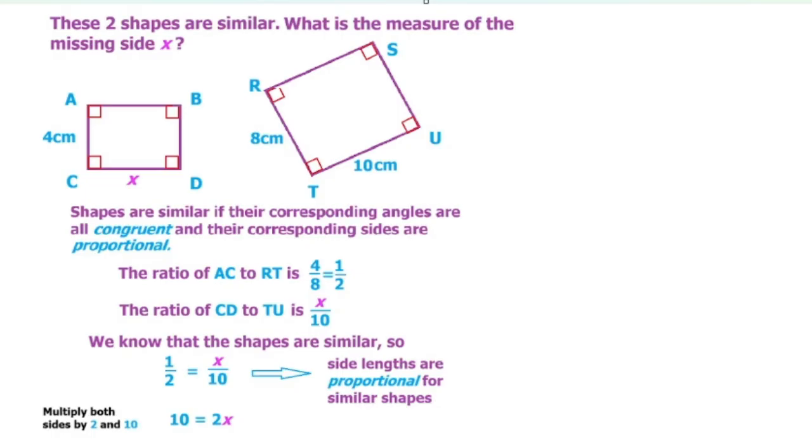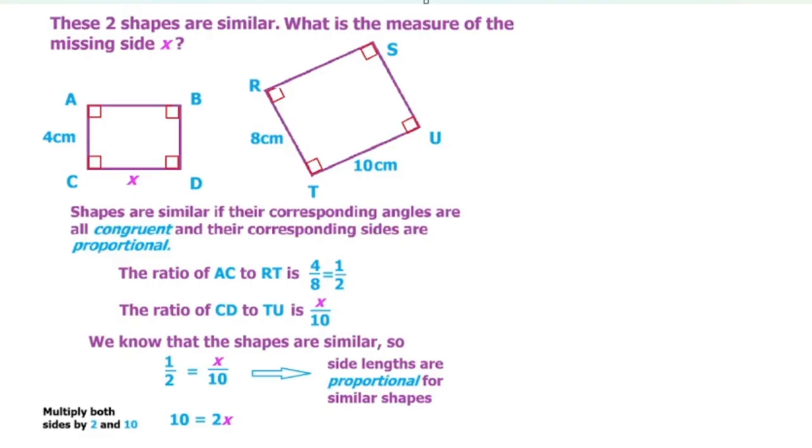Now if we multiply 2 and 10 here, 2 is going to cancel out with the 2 and we're just left with 10. And similarly, when we multiply this side by 2 and 10, the 10's cancel out and we're left with 2x. We have to further isolate x here, so we're going to have to divide by 2 on both sides because undoing multiplying by 2 is dividing by 2. That's what we have to do to isolate x.